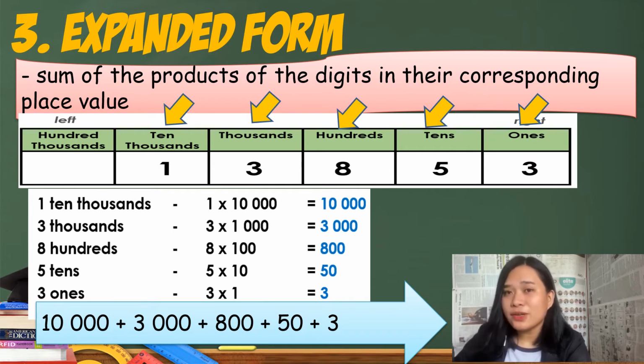3 times 1,000 is equal to 3,000. 8 times 100 is equal to 800. 5 times 10 is equal to 50. 3 times 1 is equal to 3. Now we use that sum of their products as its expanded form. So we get 10,000 plus 3,000 plus 800 plus 50 plus 3. That is how we express numbers through expanded form.